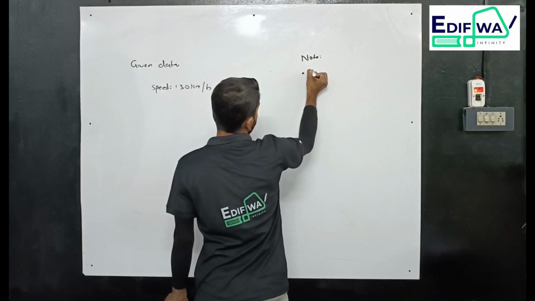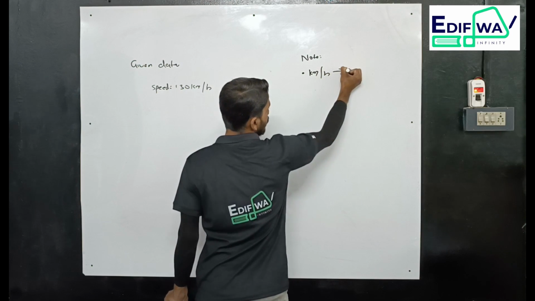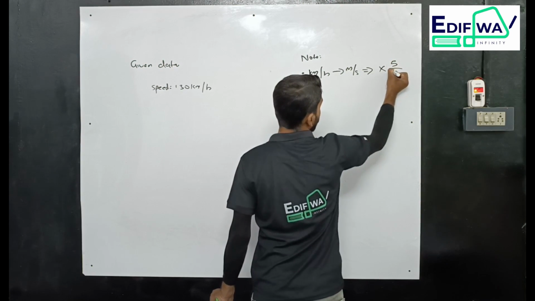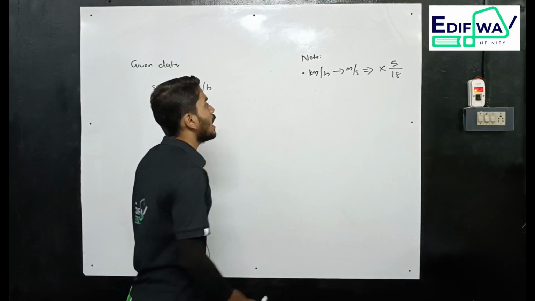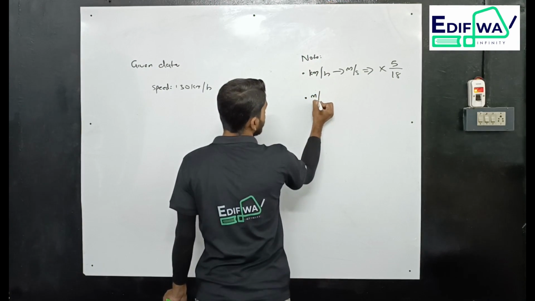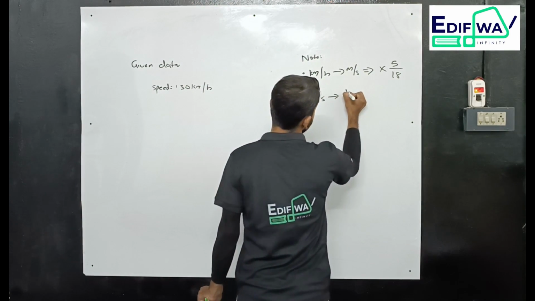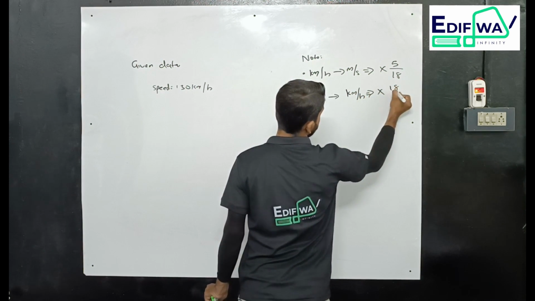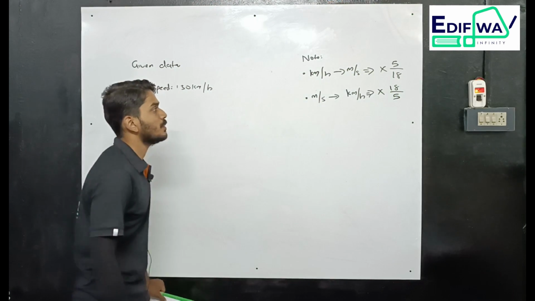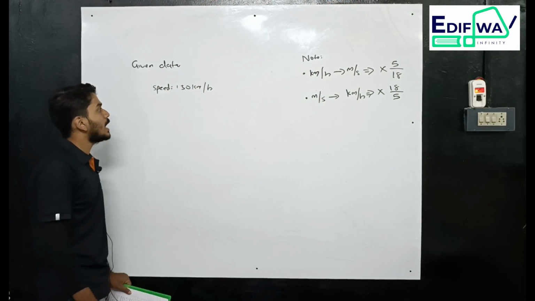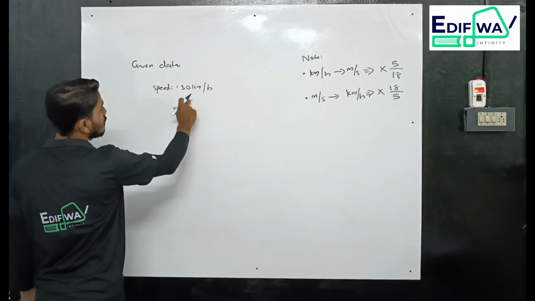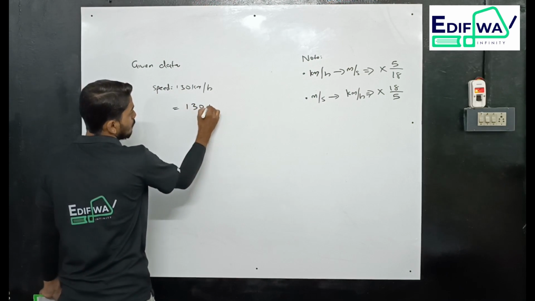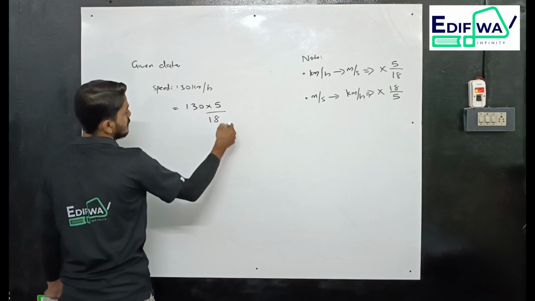To convert kilometer per hour to meter per second, you just multiply by 5 by 18. And to convert from meter per second into kilometer per hour, you have to multiply by 18 by 5. You have to remember these 2 points. Now let's see how to do this. We want to convert this 130 km per hour into meter per second, so it is 130 multiplied by 5 by 18.